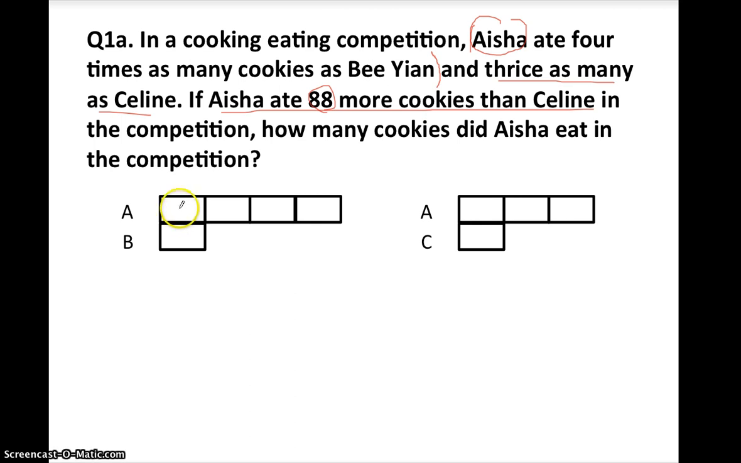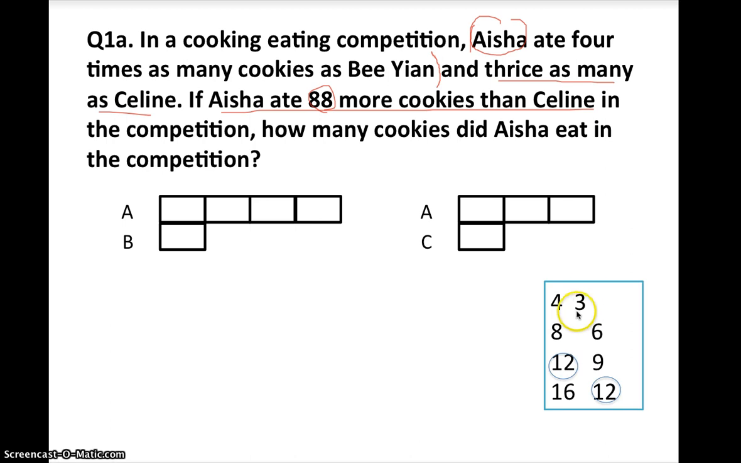So if I have 4 units represented here and 3 units represented here, how can I make them the same number of units? So you can think about the lowest common multiple. So I have 4 units here and 3 units here. So what would be the lowest common multiple of 4 and 3?